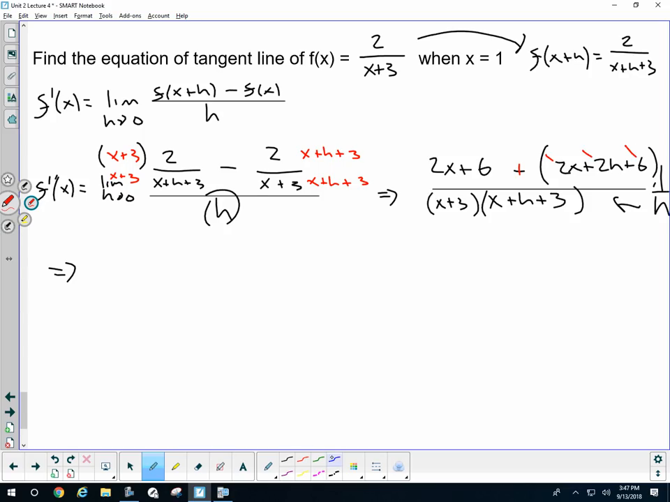And I realize that my 2x's cancel and my 6's cancel, leaving me with negative 2h over x plus 3, x plus h plus 3 times h. Well, the h's can now cancel. Last step is to find this limit by plugging in 0 for h.